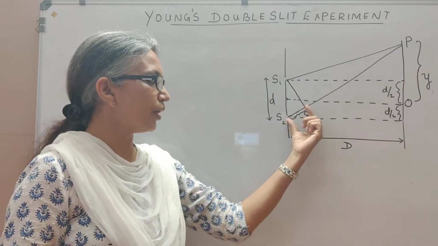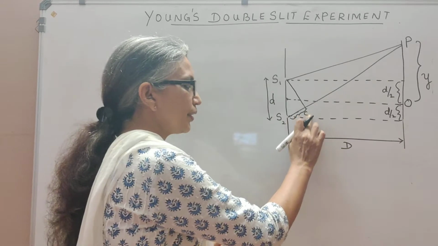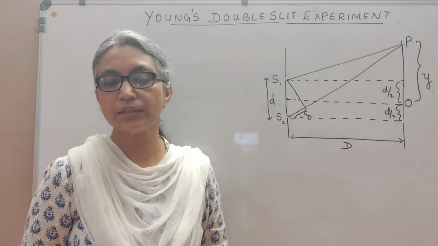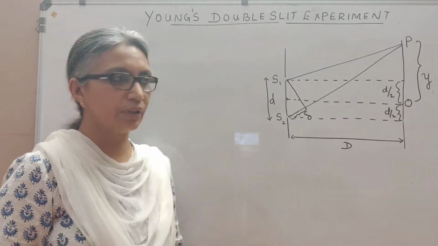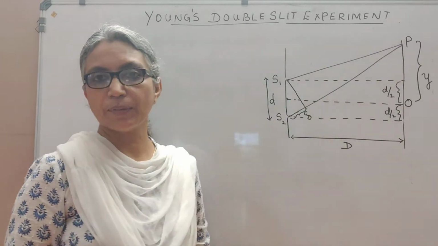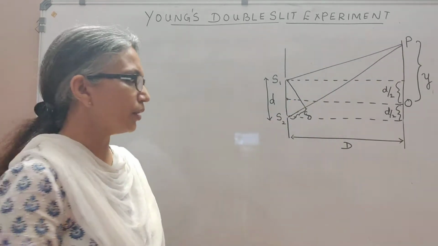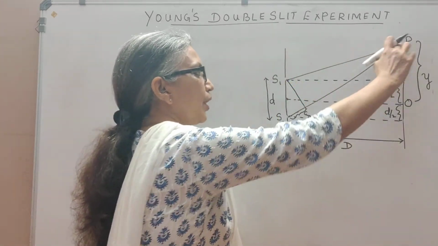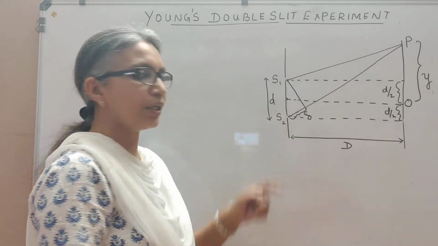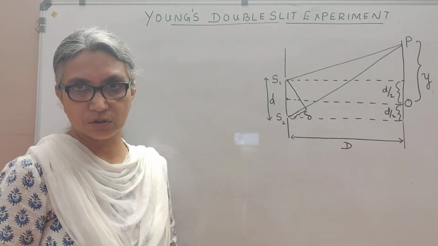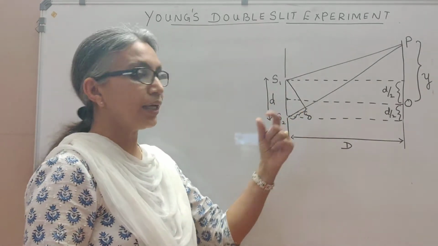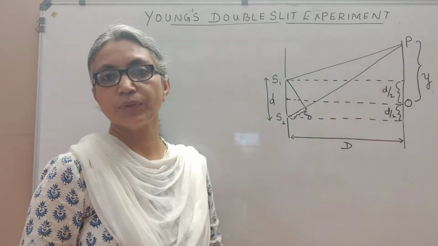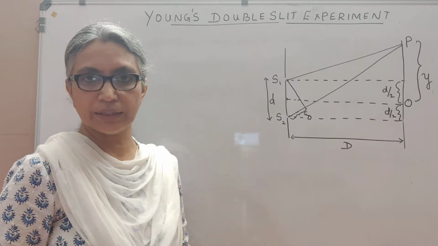We know that this path difference, which we call delta, if it is an integral multiple of lambda, n lambda, then P is going to be a bright fringe or bright band. If this delta, the path difference between the two waves arriving at P from S1 and S2, which are coherent sources, happens to be an odd multiple of lambda by 2, then P is going to be a dark fringe or a dark band.